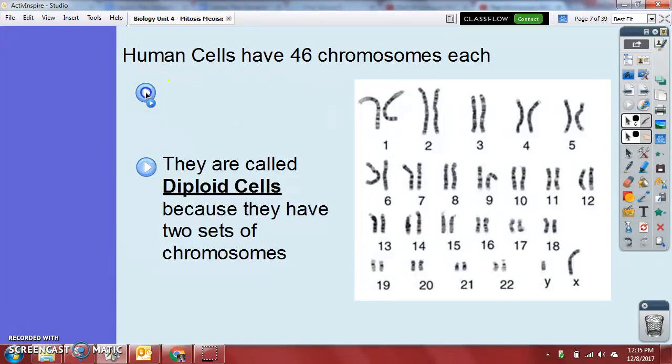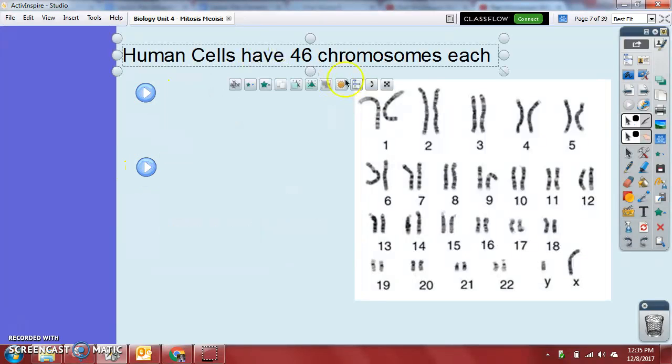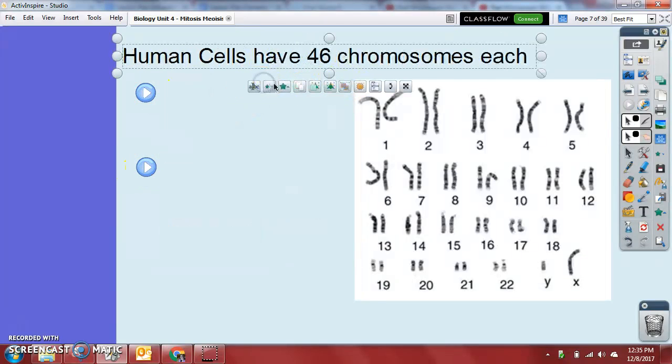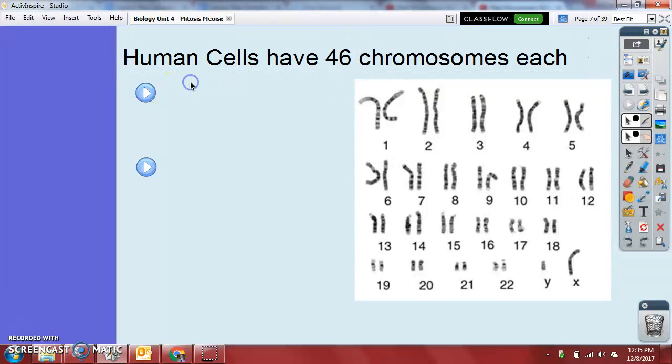So humans have 46 chromosomes each. Now, this does not mean we have 46 chromosomes total in our body. It means we have 46 in every single cell, right? And we've got trillions of cells. So trillions times 46 is a lot more trillions, right? It's a lot of chromosomes. Yes, Sam.